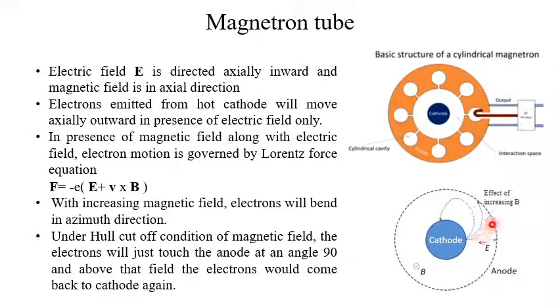So this one is before Hall cutoff, this one is just at the Hall cutoff, and this electron is above the Hall cutoff. That means under this situation, for this electron, the magnetic induction is above the Hall cutoff condition.